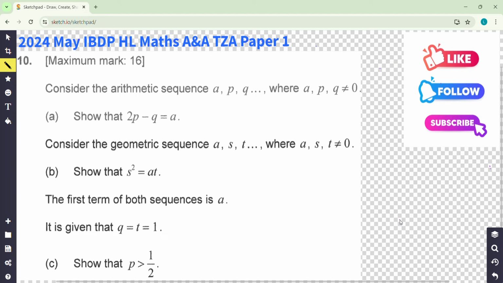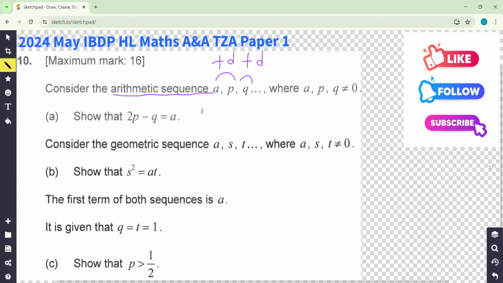So okay, now we are on question 10. Look, the question is about sequences. Arithmetic sequence first. So remember, arithmetic sequences have a common difference, right? Add d and add d. So they have a common difference.